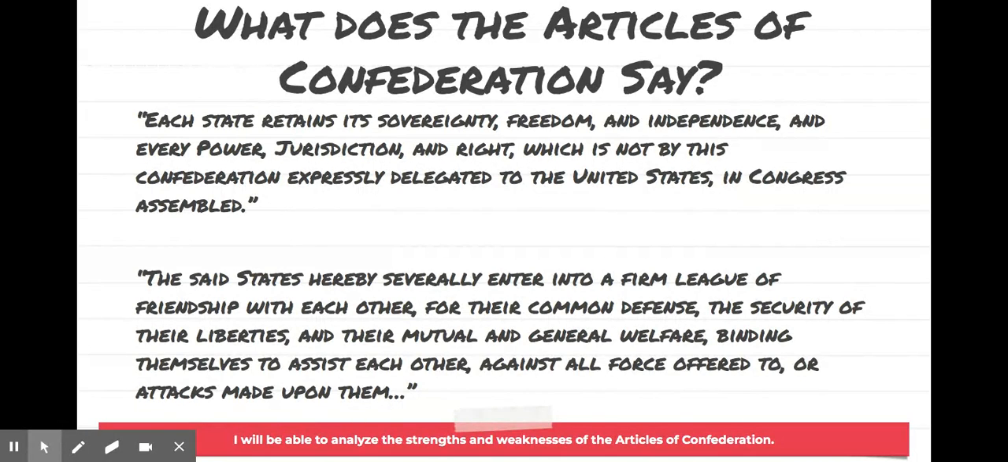The next paragraph: "The said states hereby severally enter into a firm league of friendship with each other for their common defense, the security of their liberties, and their mutual and general welfare, binding themselves to assist each other against all force offered to or attacks made upon them." So that's saying, okay, these 13 colonies that are now states, we're entering together into a firm league of friendship.